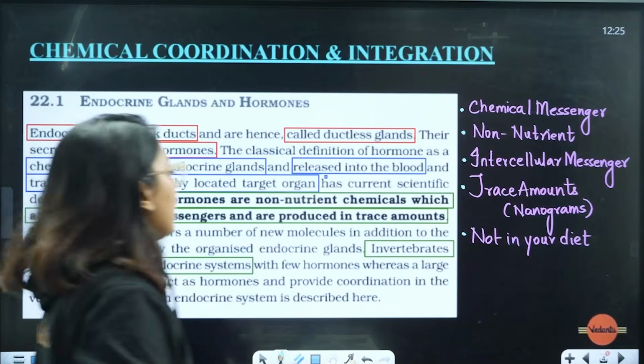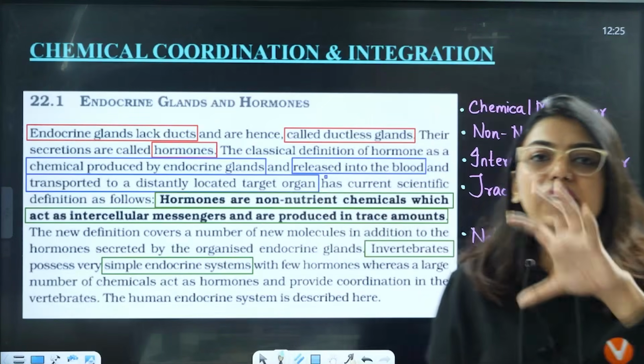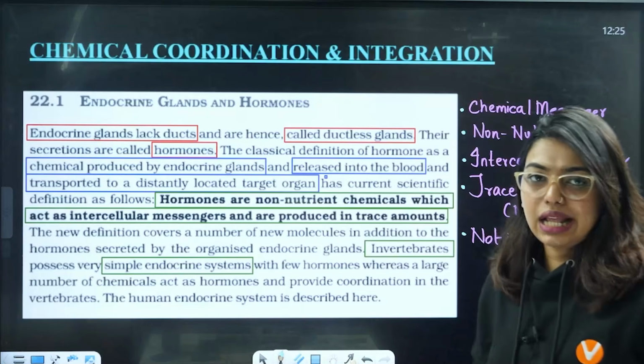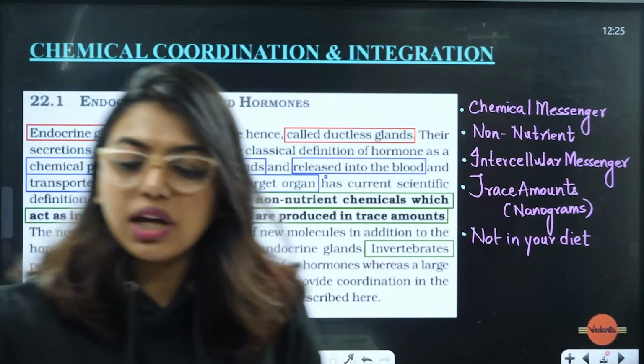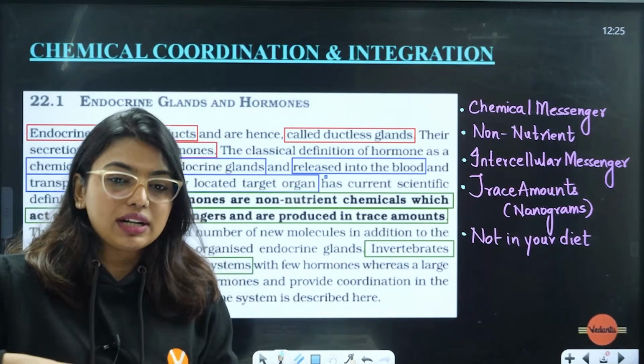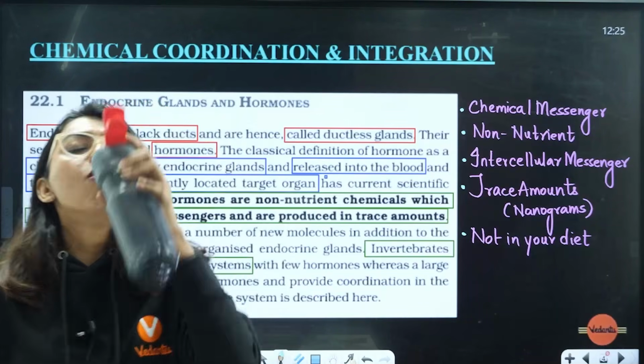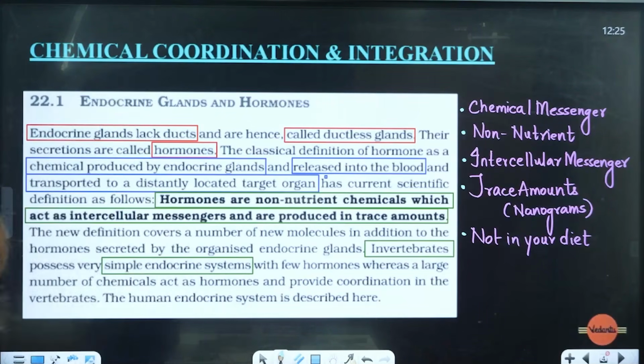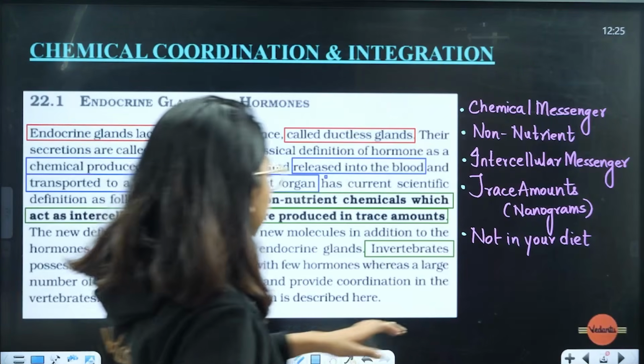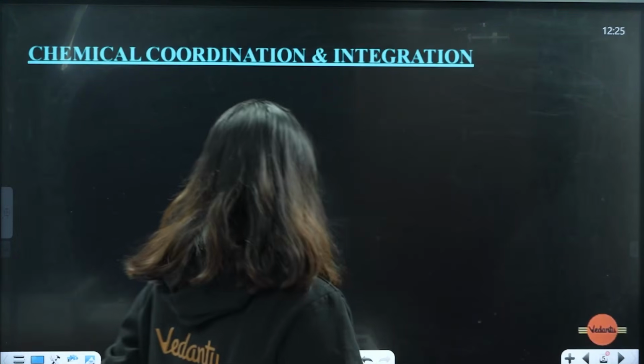Okay, understood. Now we are going to understand the proper endocrine glands, which are the endocrine glands and what they help us with. I hope till here it was very baby simple, no? Yes, ma'am, it was super simple, right? Okay, now we are going to start with the endocrine glands.